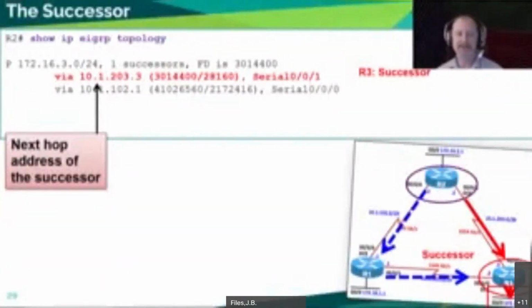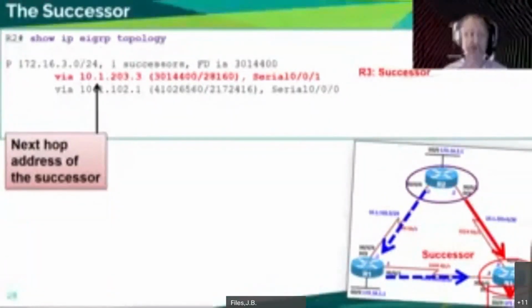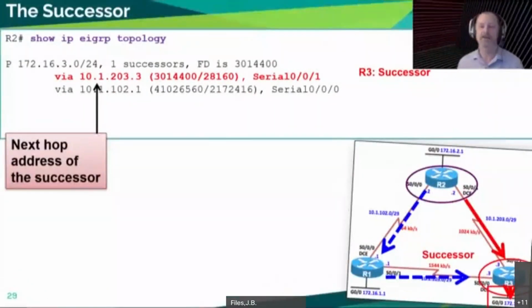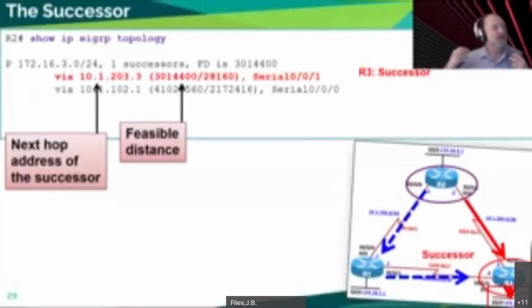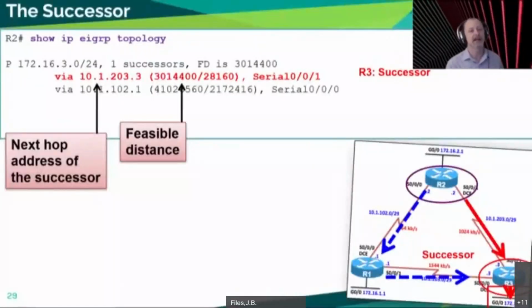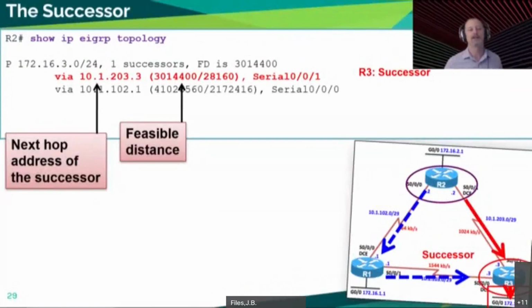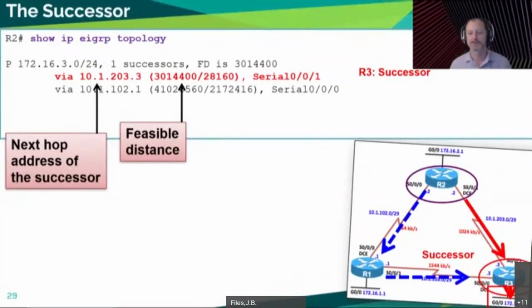In this case, it's 10.1.203.3, R3. So that's the next hop address of the successor. The feasible distance is our metric. If we were to pass on a packet to that next hop on its way to its final destination, the total distance traveled would feasibly be that distance.